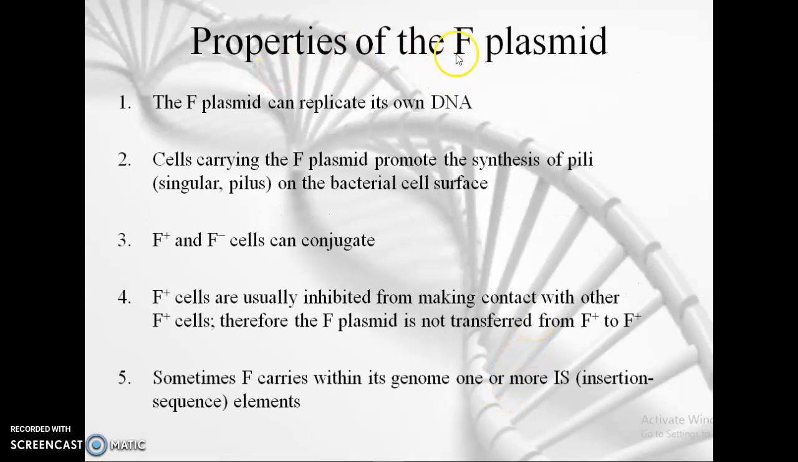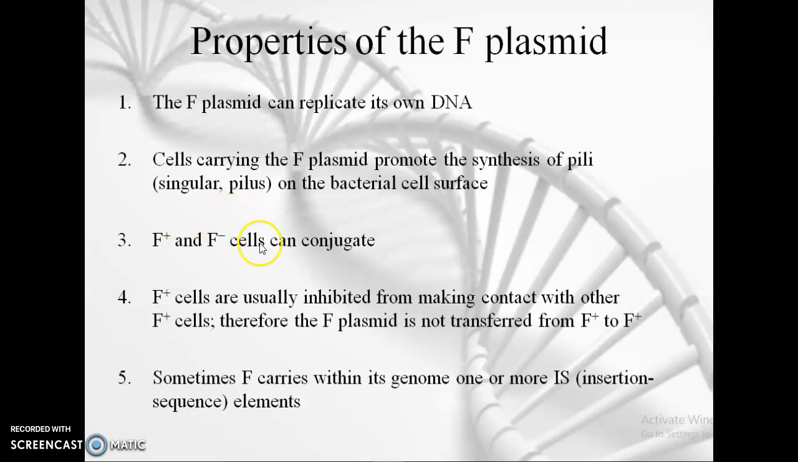Coming on to the properties of F plasmid. F plasmid can replicate its own DNA. And the cells that carry this F plasmid promote the synthesis of pilus on the bacterial cell surface. What is a pilus or pili? Pilus is a hair-like appendage found on the surface of many bacteria. This is an appendage that is very important for bacterial conjugation. Their functions include mediation of cell-to-cell interactions, motility, and DNA uptake.